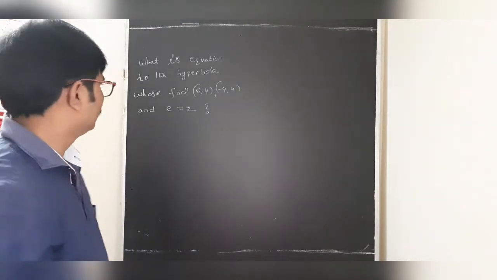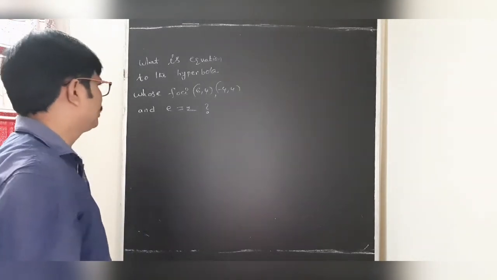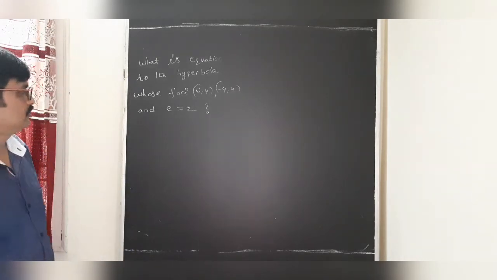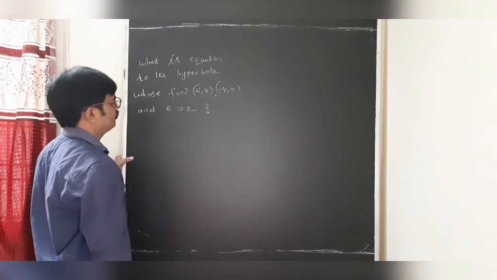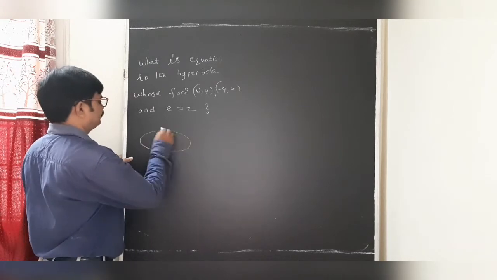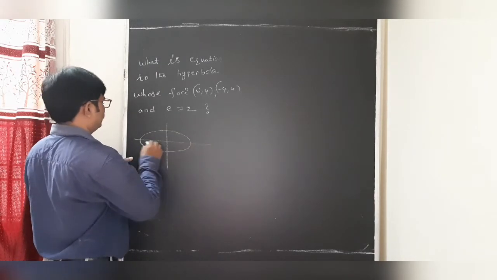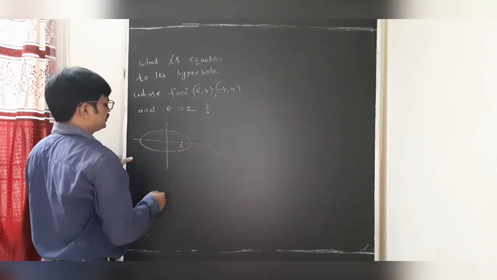Now, students, I will take one question. What is the equation of the hyperbola whose foci are (6, 4) and (-4, 4)? Dear students, just now we observed that one focus is at 6.